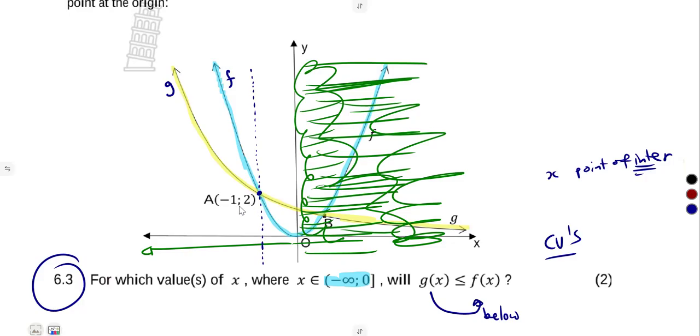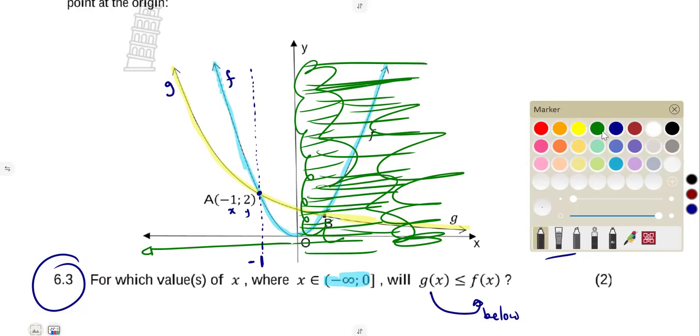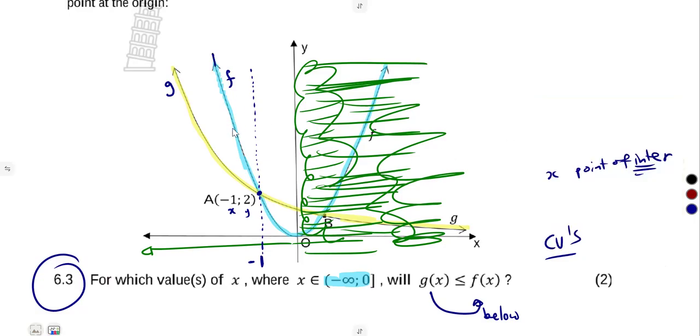At point A, where x is what? -1. Remember, I talk about the value of x. So x there is -1. So let's compare. On the left side of -1, our critical value, what is happening? We can see that f is on top. This is f. f is on top of g(x), meaning g(x) is below. f is the one that is having bigger values of y. Remember, I talk about the y values.